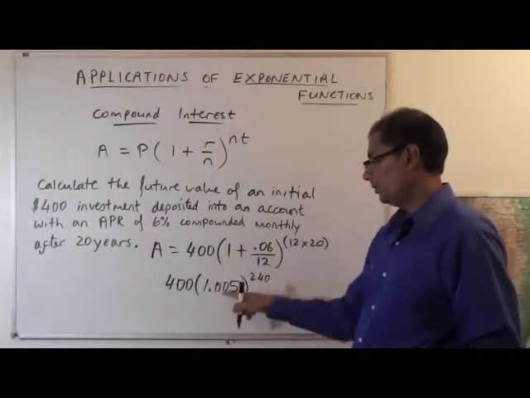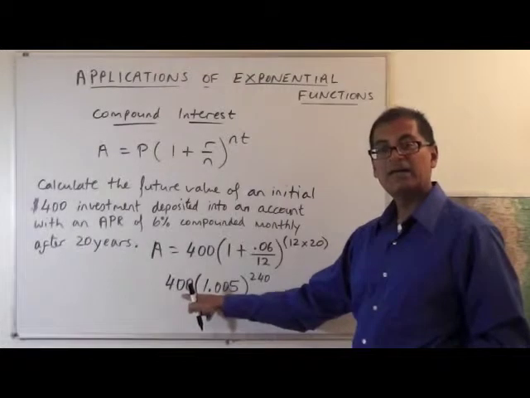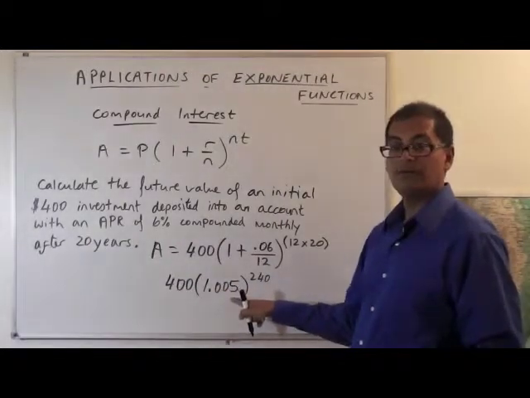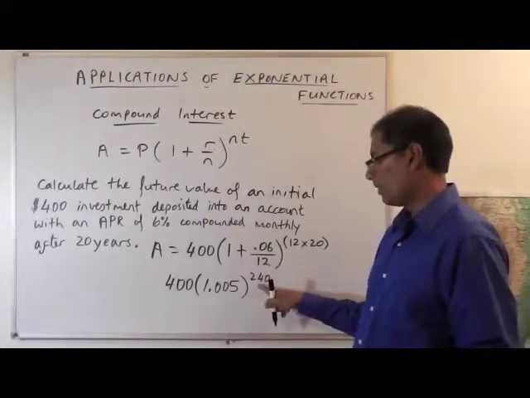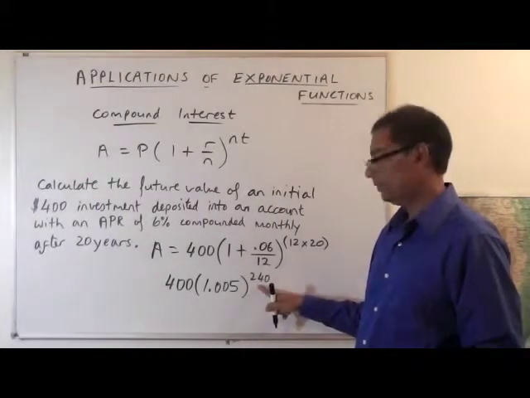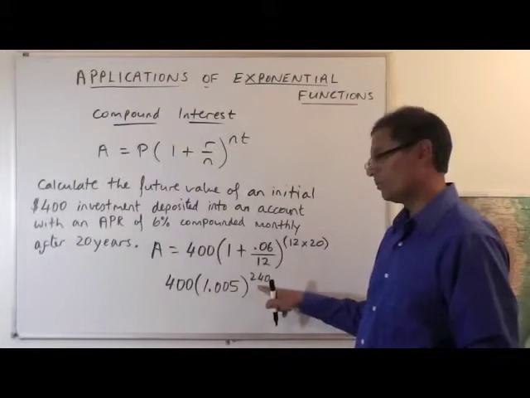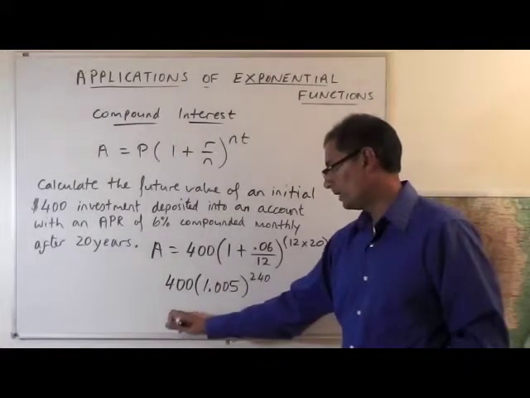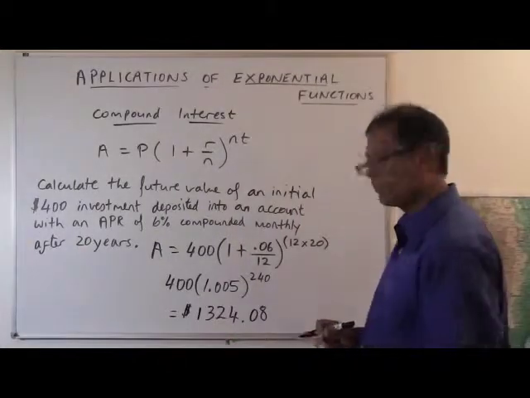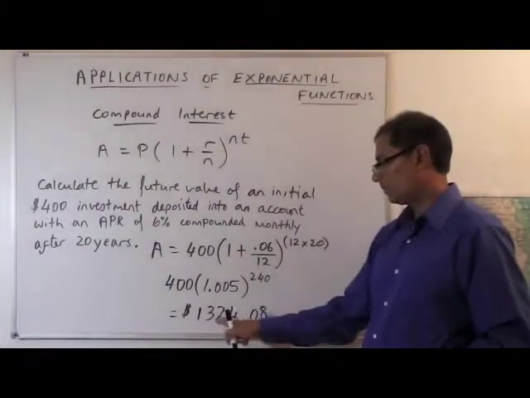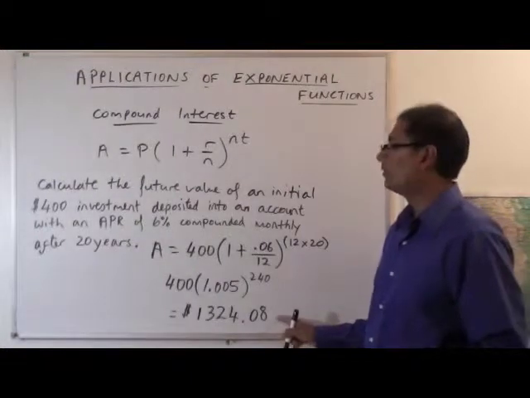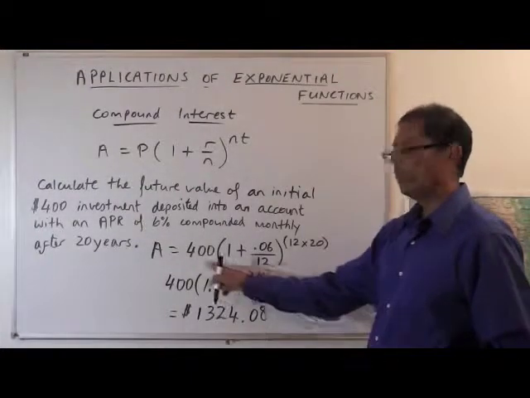240th power. Notice that 400 is the initial value, that's what it's worth now. The base is 1.005 of the exponential function, and we're raising it to the 240th power. So first you have to raise the base to the 240th power, then multiply it by 400. So your final answer is $1,324.08. So that's the future value of your initial investment of $400.